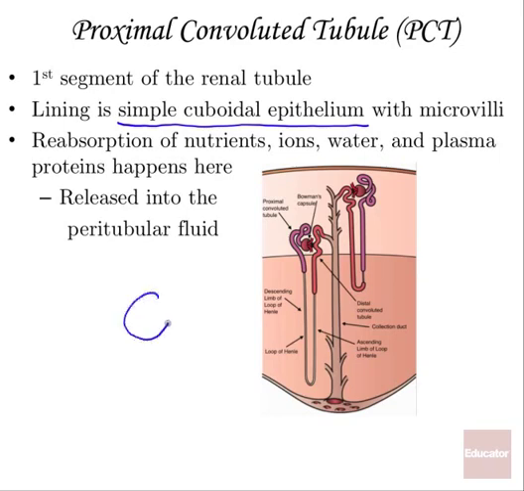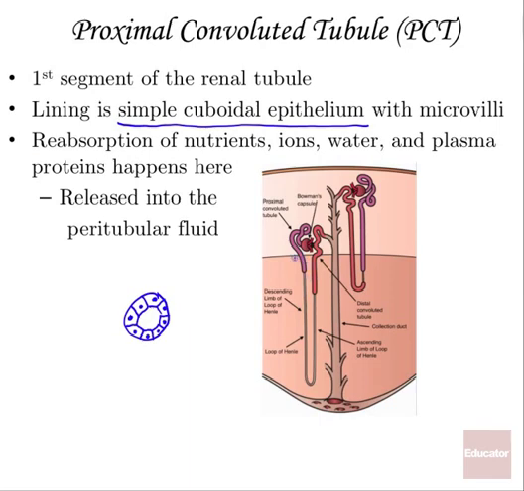If you were to take a cross section of the PCT, you would see kind of cube looking, one cell layer thick cells. And of course, they're all going to have their own little nucleus. So here's that rounded cuboidal epithelium. This would be called the lumen, the space within this tube. And reabsorption of nutrients happens here. And what's meant by that is you have water and solutes coming through here, and that's eventually going to be urine.